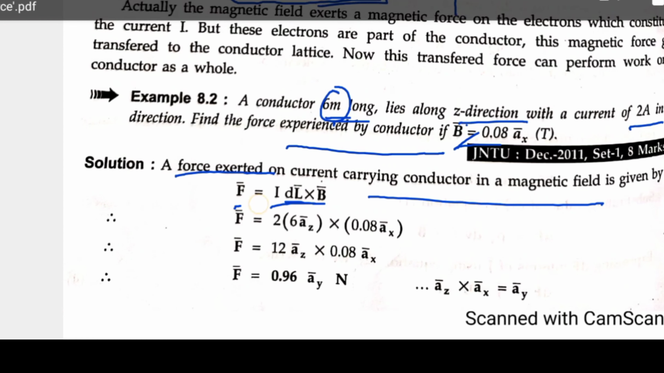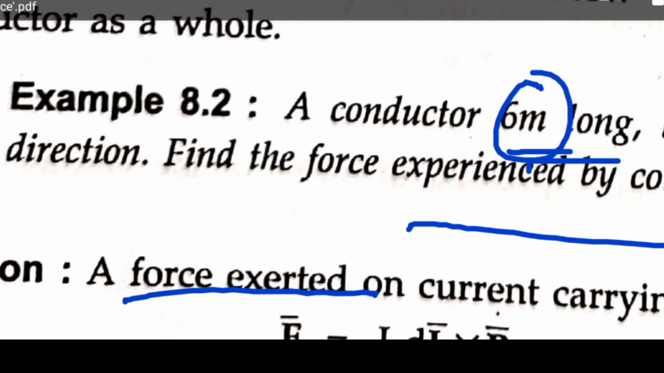F equal to idl cross B or F equal to BIL sin theta. The same formula we are using here to find the force exerted on the long conductor. The current I is 2 amps, dl is 6 AZ, the conductor length is 6 meters, cross product with the flux density 0.08. Now doing the cross product, 0.96, AZ cross AX equals AY. The force direction will be the AY direction. Therefore the force on the long current carrying conductor is F equal to 0.96 AY.